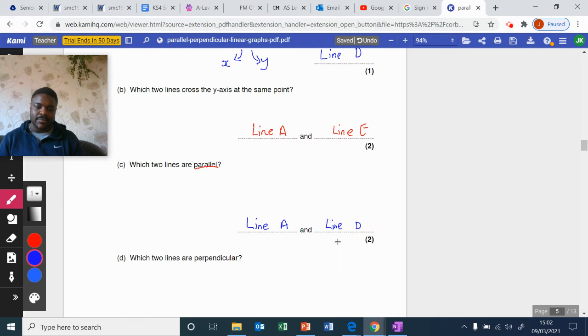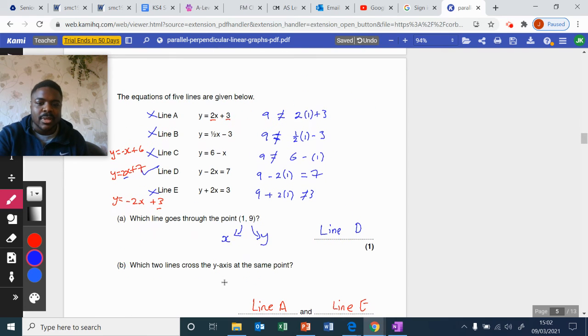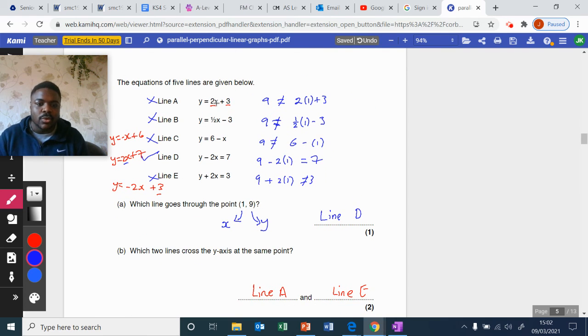And then it asks afterwards which 2 lines are perpendicular. So let's look at the first one again. The gradient is 2. That means our perpendicular is going to have a gradient of the negative reciprocal of 2. So 2 can be written as 2 over 1. The negative reciprocal is going to be minus a half. So do any of these equations have a gradient of minus a half? No. So that's not the one. So let's leave out line A.